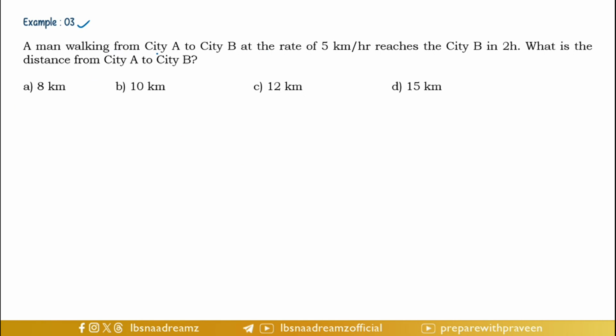Example 3. A man walking from city A to city B at the rate of 5 km per hour reaches city B in 2 hours. So what is the distance from city A to city B? Here we have to find the distance between city A and city B. D, S, T. So to find the distance, the formula is speed into time. So distance equals speed into time.